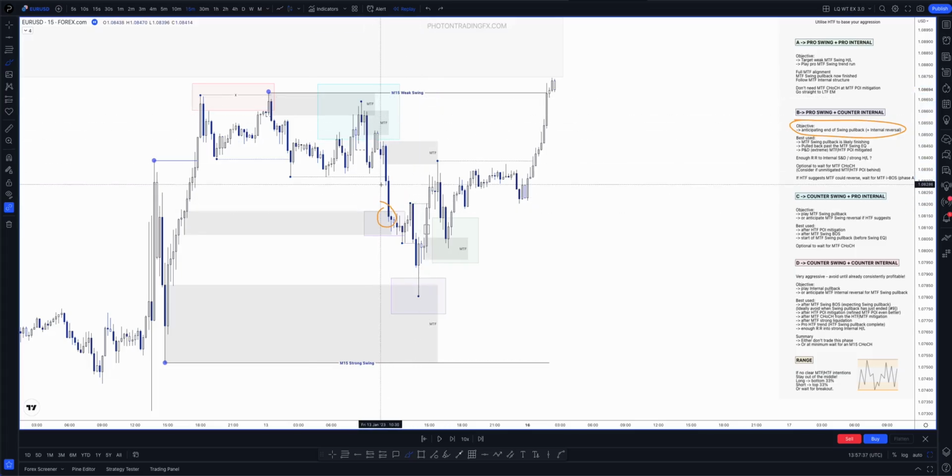At this point, could that happen? Yes, it could happen, but does it look likely? Well, for starters, we're not quite really in the discount just yet. This looks like a terrible POI.